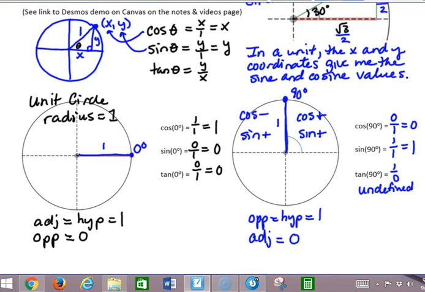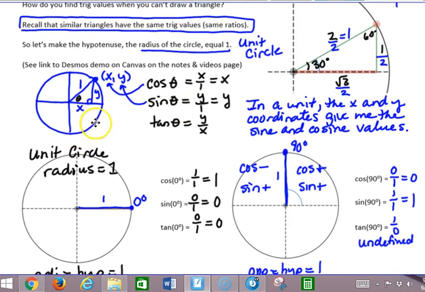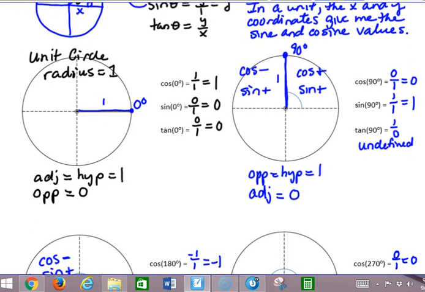Now, let's tie back what I said about the unit circle to all of this. I said if the coordinates of the unit circle tell us the cosine and sine values, then let's look at the coordinates of our quadrantal angles. If this is a unit circle with a radius of 1, this is the point 1, 0. 1 tells me the cosine value, 0 tells me the sine value. At 90 degrees, the coordinates of the point here are 0, 1. Notice that 0 tells me the cosine value and 1 tells me the sine value.